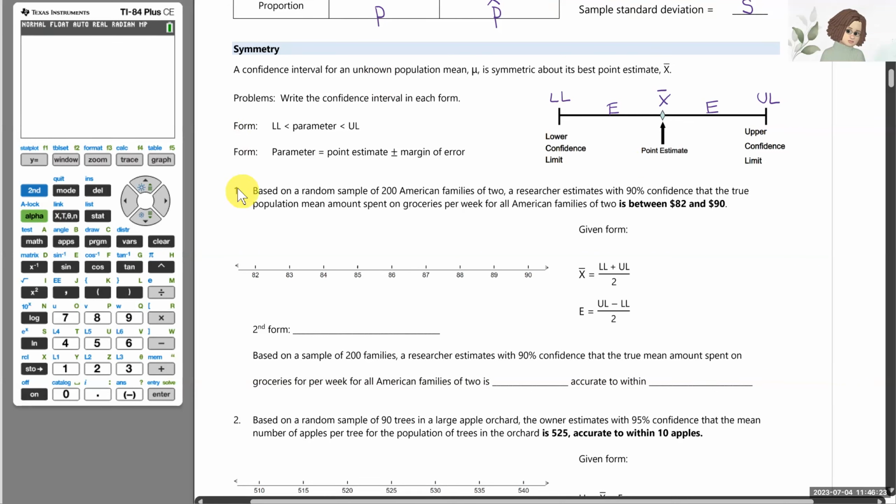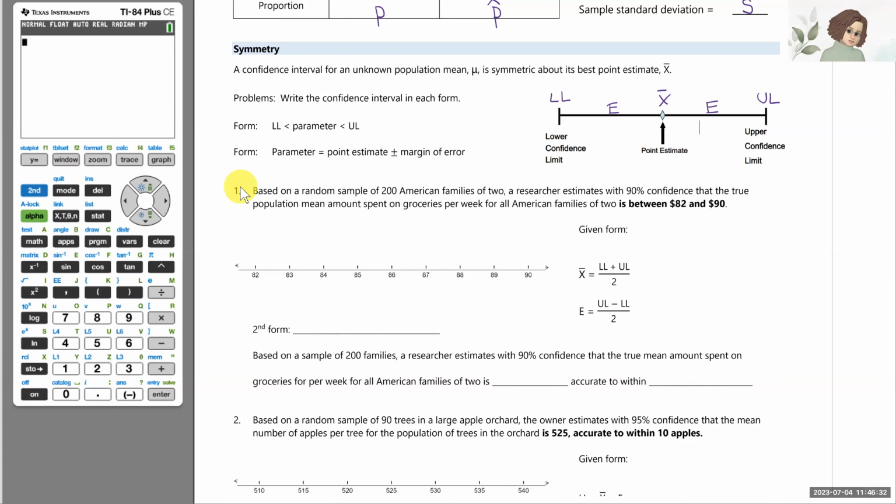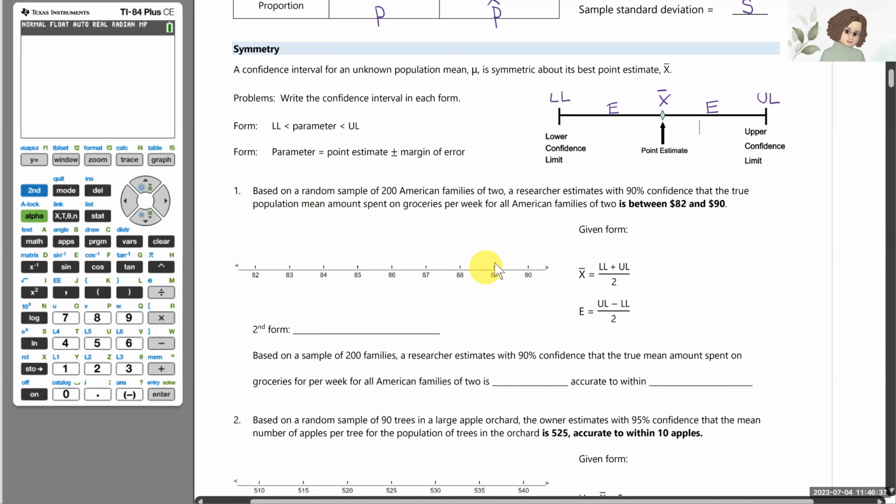All right, so number one, based on a random sample of 200 American families of 2, a researcher estimates with 90% confidence that the true population mean amount spent on groceries per week for all American families of 2 is between $82 and $90. All right, so the population, all American families, you're not going to be able to collect data from all of them. So the researcher is using a sample of 200.